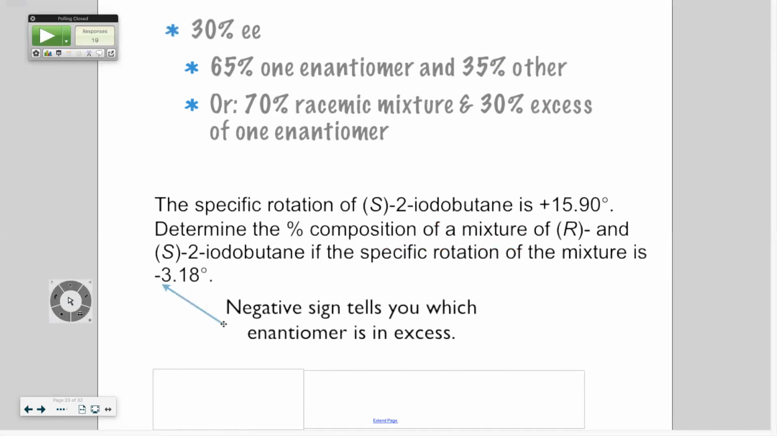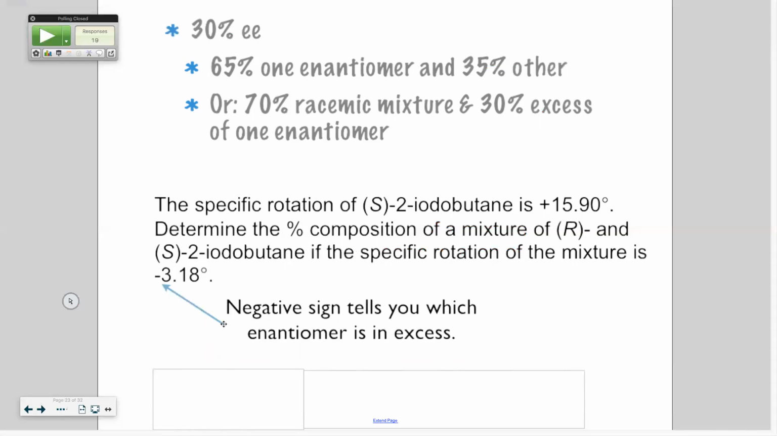Okay, what does the negative sign tell you? Which one is an excess, R or S? R, because the S one is positive, so that tells you the R one must be negative. Okay, one goes this way, one goes the other way. Okay, so we know that.